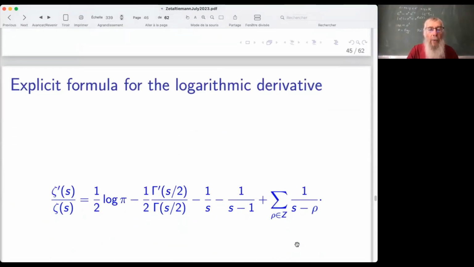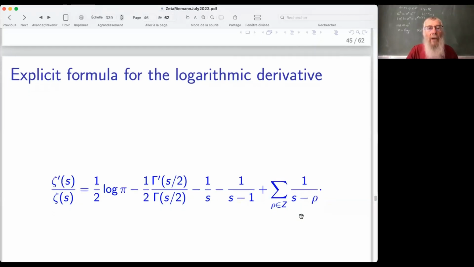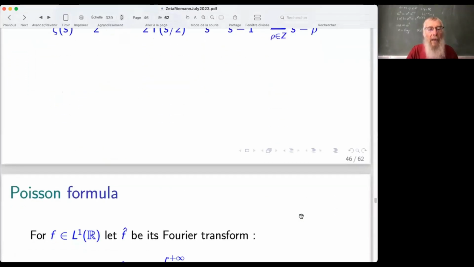Thanks to that, we can take the logarithmic derivative of zeta, and using the logarithmic derivative of xi, we find zeta prime over zeta, which is 1/2 log pi plus 1/2 gamma prime of s over 2 over gamma of s over 2, the logarithmic derivative of gamma. We have minus 1 over s minus 1 over s minus 1, which comes from the factor s(s minus 1), and then the sum of 1 over s minus rho. This is an explicit formula for the logarithmic derivative of the Riemann zeta function.